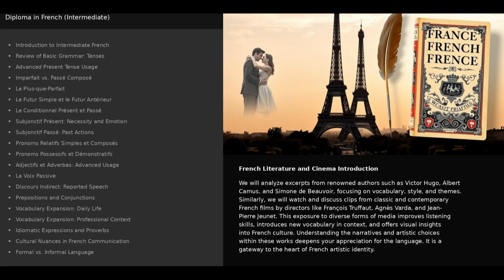This exposure to diverse forms of media improves listening skills, introduces new vocabulary in context, and offers visual insights into French culture. Understanding the narratives and artistic choices within these works deepens your appreciation for the language. It is a gateway to the heart of French artistic identity.